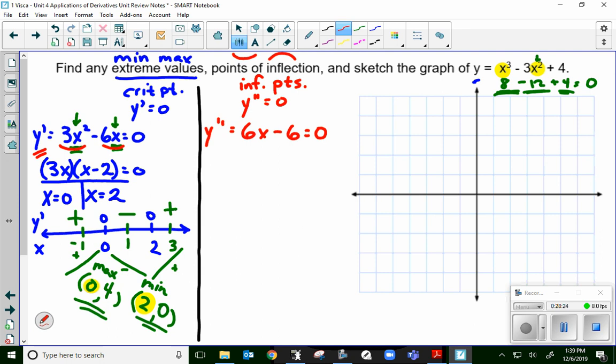If I add 6 to both sides, I get 6x equals 6. If I divide by 6, x equals 1. This is my inflection point. Again, I'm going to do a number line here.